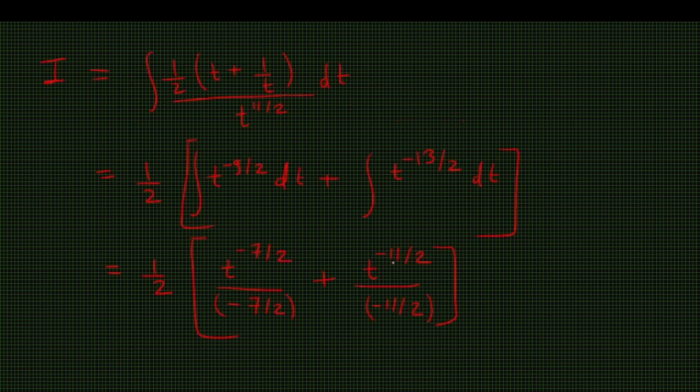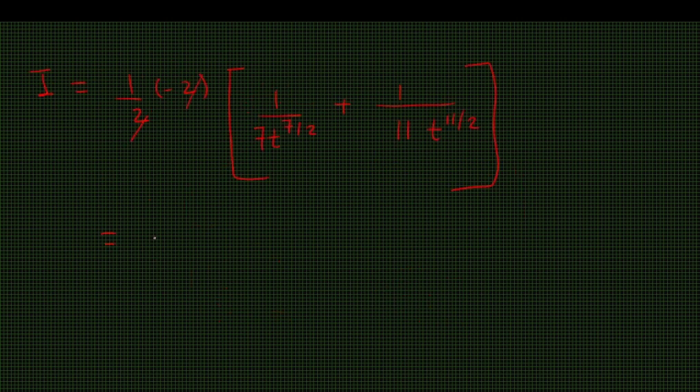So I is equal to 2, and minus 2 take common, then the remaining term is 1 upon 7 t to the power 7 by 2 plus 1 upon 11 t to the power 11 by 2. So now take the LCM of these terms, this 2 and 2 get cancelled, minus 1 into, LCM of this is 11 t to the power 11 by 2 plus 7 t to the power 7 by 2, and in the denominator 77 t to the power 9.